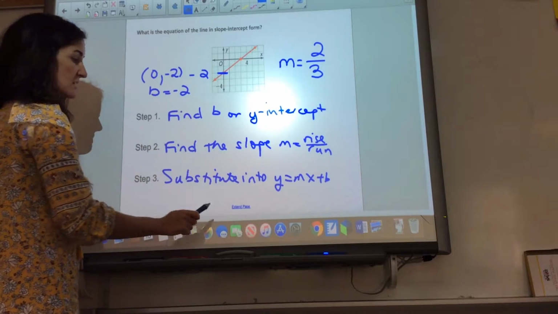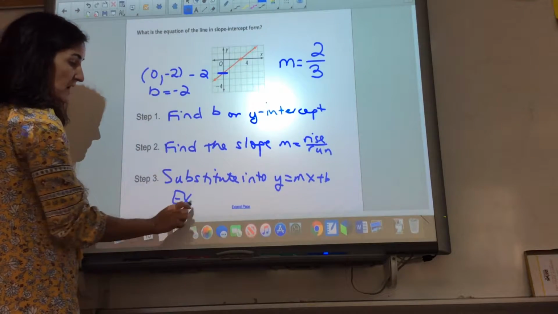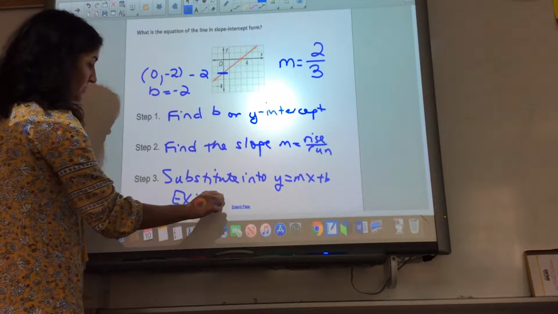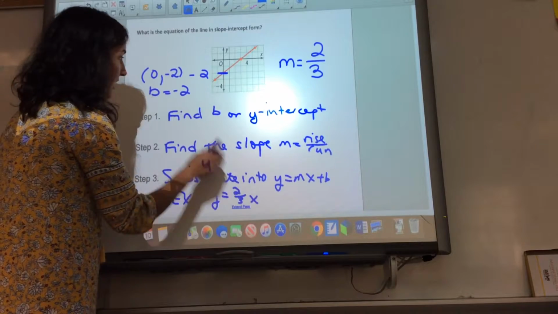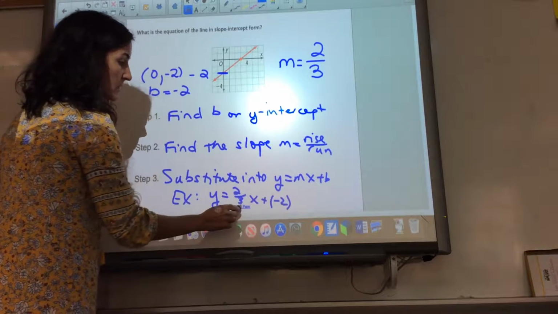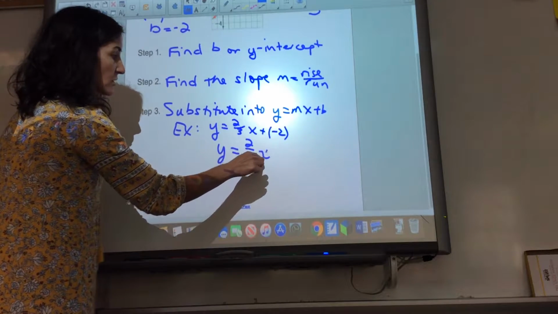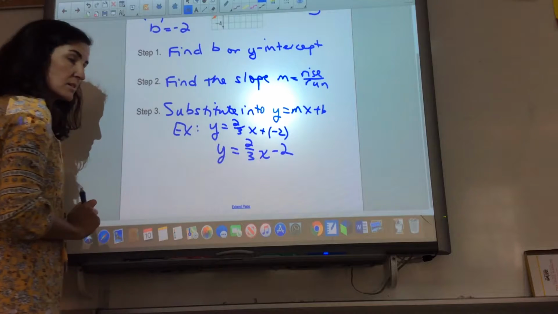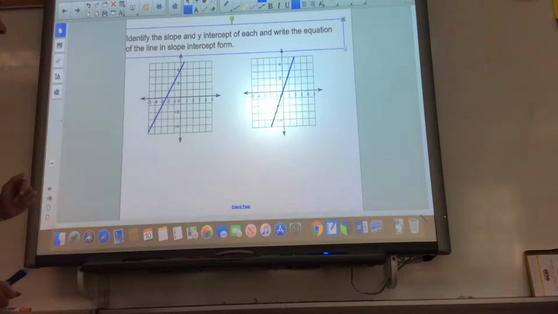So in this case, our slope was 2/3 and our b was -2. So we would just substitute those in. So this would become the coefficient of x, and this would be our constant. So it would be plus -2, which can be rewritten as 2/3 x minus 2. All right. So let's try another example of that.